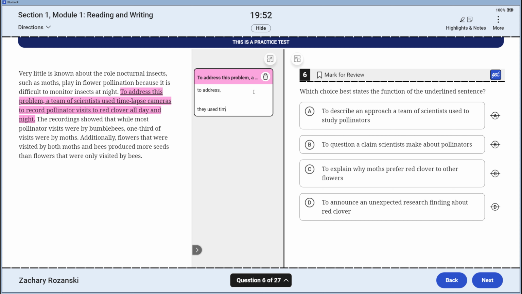They use time-lapse cameras to record. Easy, easy, easy. So this is the function of, like, a problem had been stated. This is how they're going to, this is the methodology. To describe an approach, 6, this is gorgeous. To describe an approach, this is the methodology.